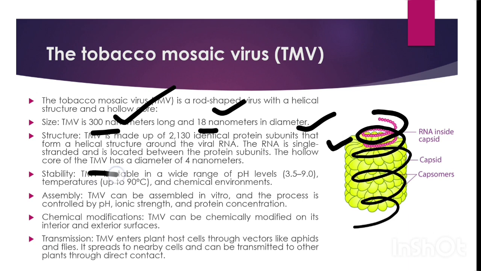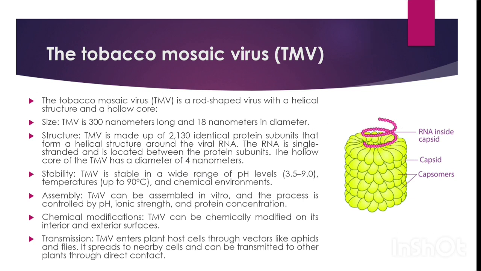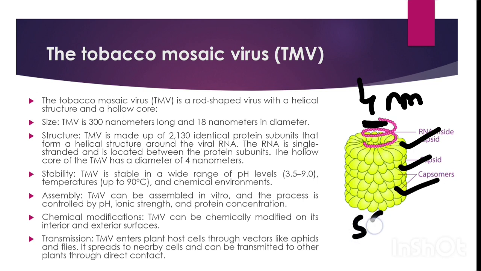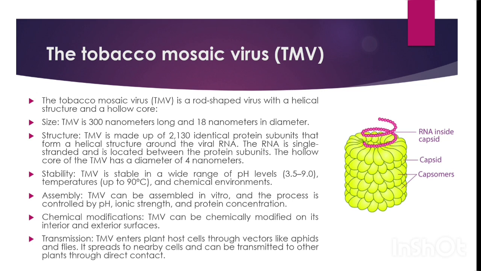The hollow core of TMV has a diameter of 4 nanometers. The hollow core means this. These are the capsids. A single unit is called a capsomere. Inside the capsomere, they have single stranded RNA. TMV can assemble in vitro, and the process is controlled by pH, ionic strength, and protein concentration. So this is the structure of tobacco mosaic virus, and it is an RNA virus.